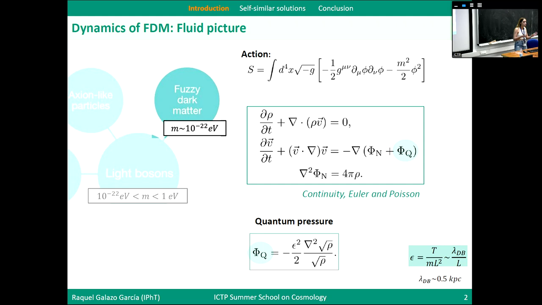with the Madelung transformation, we have the continuity, Euler and Poisson equations, which are so useful because in cold dark matter we use these fluid equations to describe the dynamics of dark matter. But here I want to highlight that we have an extra term, the quantum pressure, given by this expression, which encodes this epsilon that somehow mimics the h-bar. This means that near the semi-classical limit we recover the cold dark matter distribution, whereas if wave-like effects are important, we will have a different phenomenology.